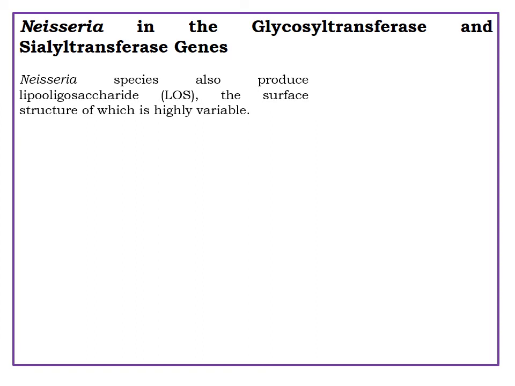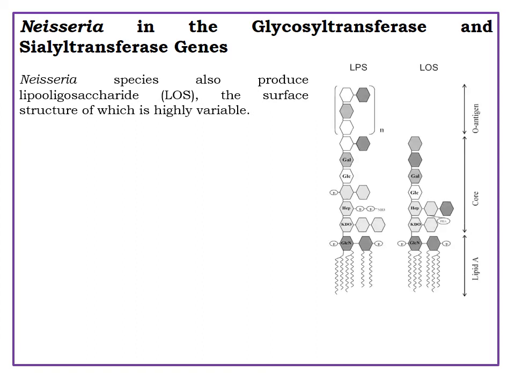Neisseria species also produce lipooligosaccharides, LOS, which differ from lipopolysaccharides, LPS, in having short, highly branched sugar units attached to the lipid core and in having no repeating O antigen units. The surface structure of LOS is highly variable. It is a very toxic molecule that causes local inflammation and tissue damage during infection.